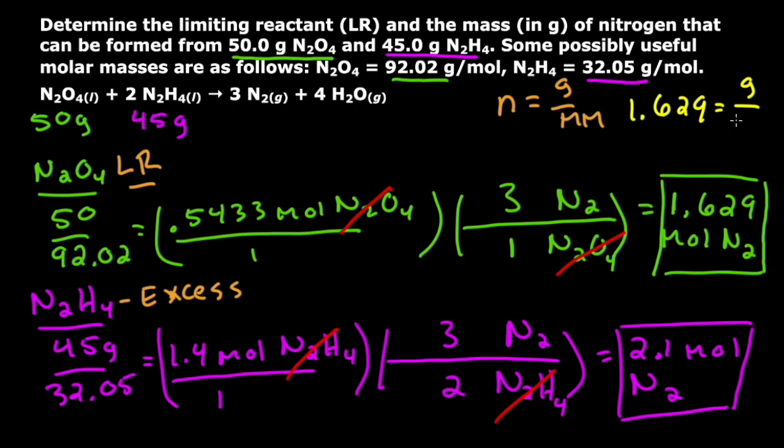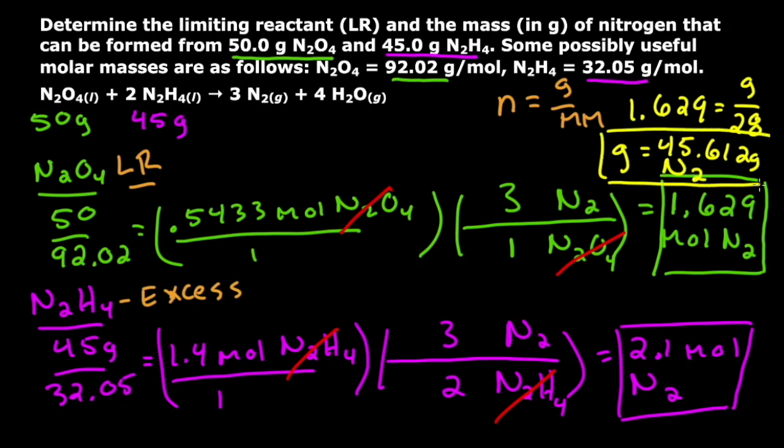And I need the molar mass of N2, and that's going to be 28. And so when I do 28 times 1.629, I'm going to get that the amount in grams is going to be 45.612, and this will be the grams of this N2 right here. So this will be the answer for this question.